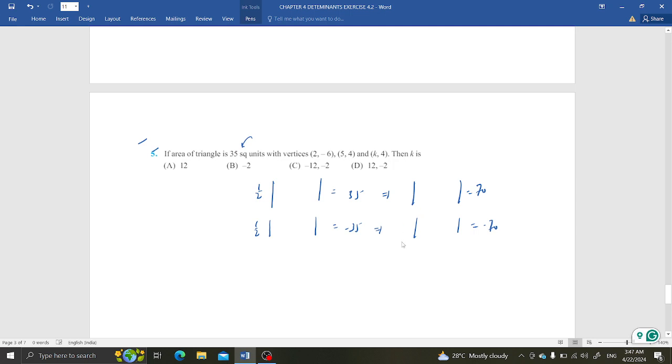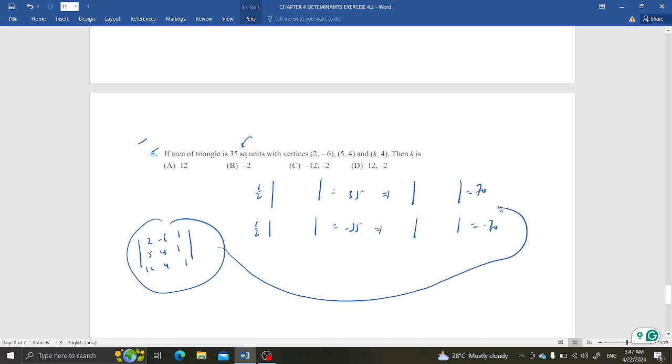Now inside the determinant, the rows will be 2 minus 6 1, 5 4 1, and k 4 1. We need to expand this determinant, and one by one, first equate it to 70, and after that equate it to minus 70, and we get two values of k. This is your homework question.